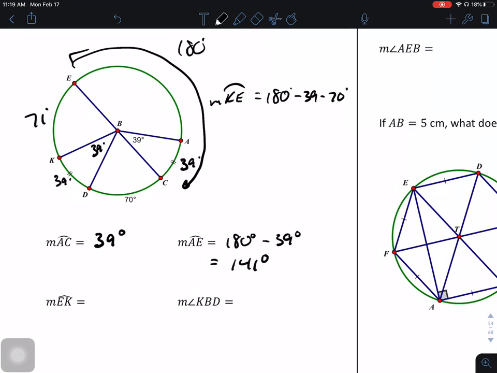Measure of arc EK, we have that marked to 71. We already did the work up here. Measure of angle KBD. Well, that's 39 because we use the theorem that says if two arcs in the same circle are congruent, then their central angles have to be the same.